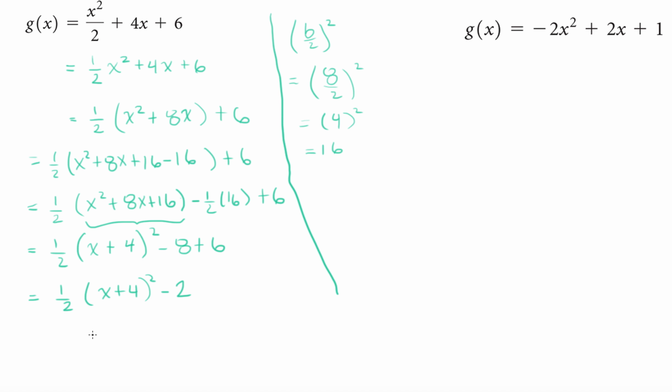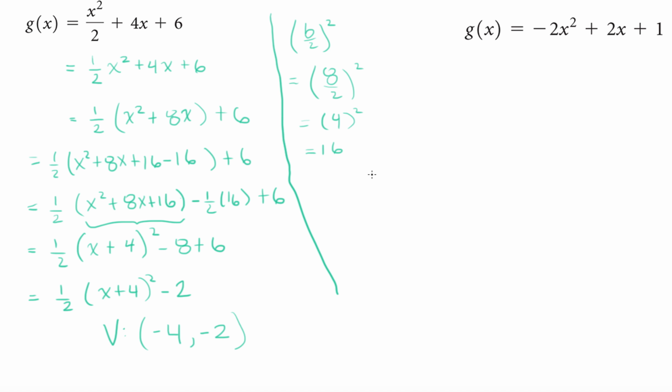So the vertex, once you have it in this form, is the coordinate inside the parentheses. We go to the opposite direction, so negative 4. And outside the parentheses, we go in the same direction, so negative 2. And that will be your vertex.